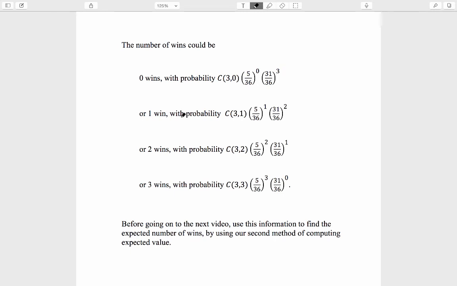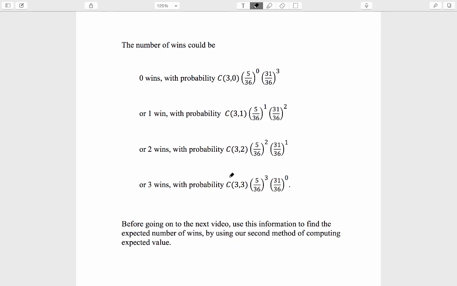Or there could be 1 win, with probability 3 choose 1, times 5/36 to the 1, times 31/36 squared. 1 win, 2 losses. Or 2 wins, with probability 3 choose 2, times 5/36 to the 2, times 31/36 to the 1. So 2 wins, 1 loss. Or, finally, 3 wins, with probability 3 choose 3, times 5/36 to the 3. All 3 rolls are winning rolls, and 0 rolls are losing rolls, so times 31/36 to the 0.